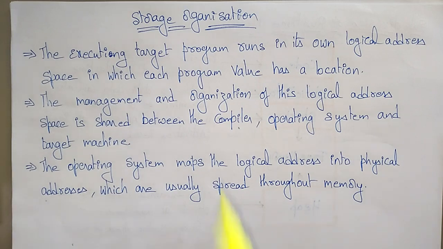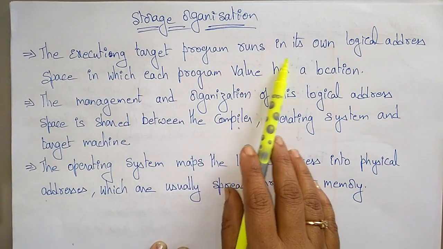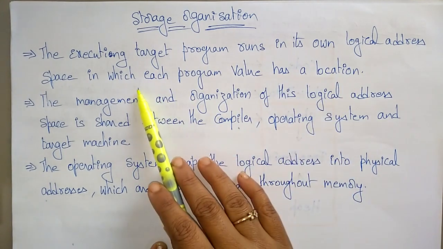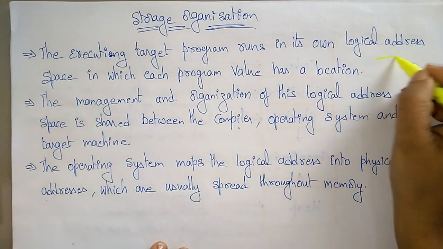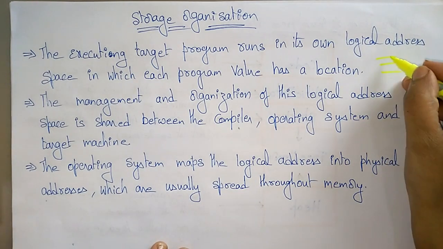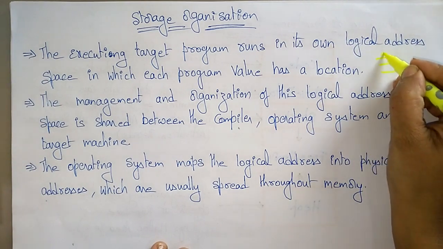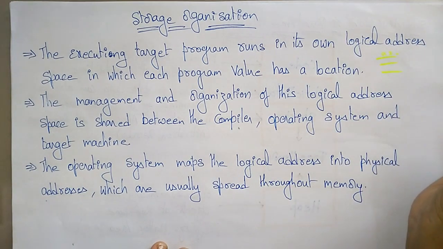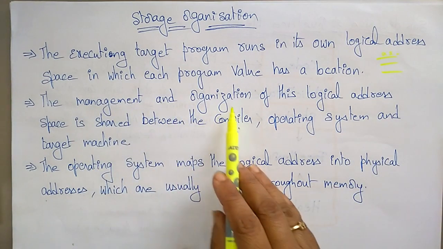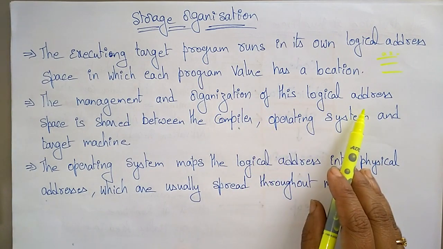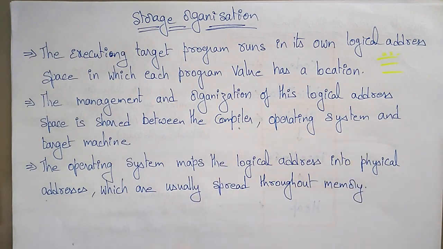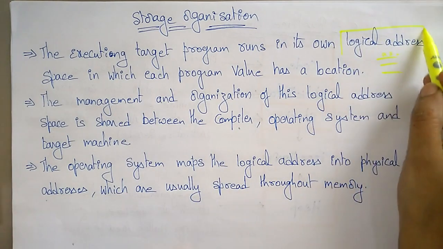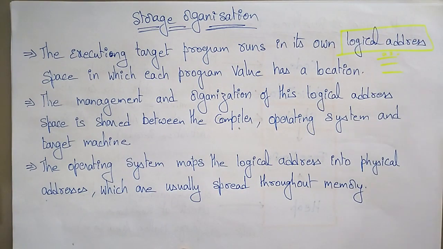Let's see. The executing target programs run in their own logical address space in which each program value has a location. A program is a series of steps. Each program value, whatever values are assigned to the variables, will have one location. The management and organization of this logical address space is shared between the compiler, the operating system and the target machine. You already know the concept of the logical address and physical address.